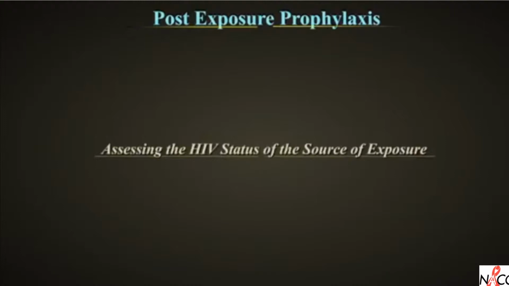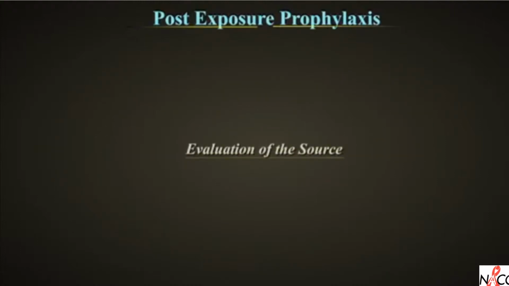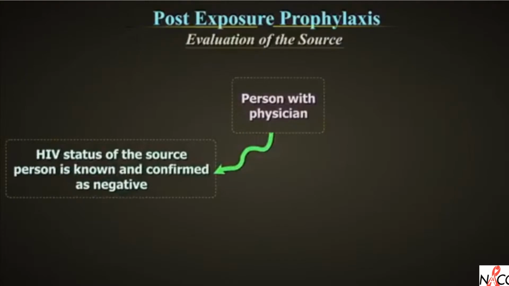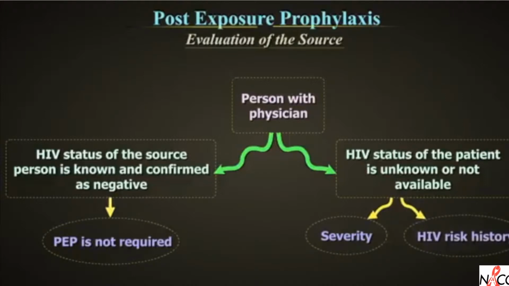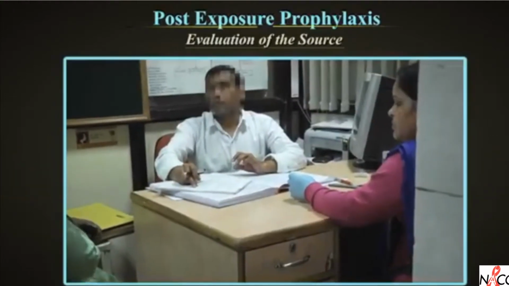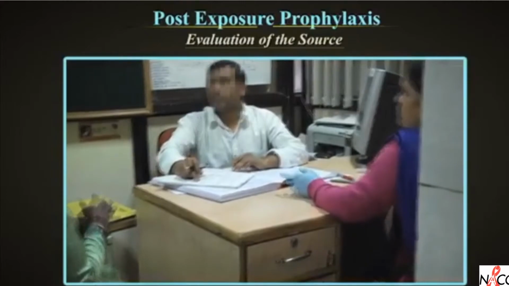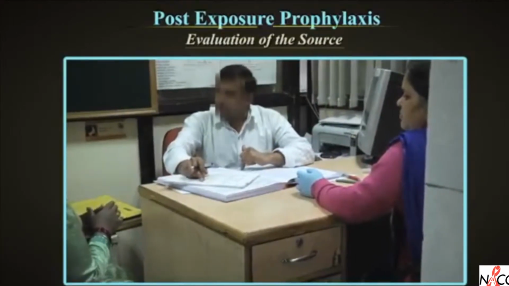Assessing the HIV status of the source of exposure. Evaluation of the source. If the HIV status of the source person is known and confirmed as negative, PEP is not required. If the status of the patient is unknown and neither the patient nor his or her blood is available for testing, then the choice of whether to use PEP and what regimen will depend on the severity of the wound and how much is known about the individual's HIV risk history. If the status of the patient is unknown and the patient is available, he is to be counseled and consent obtained for testing.